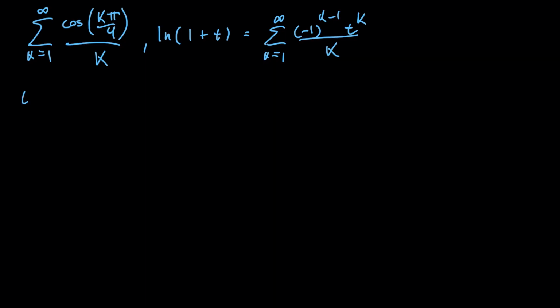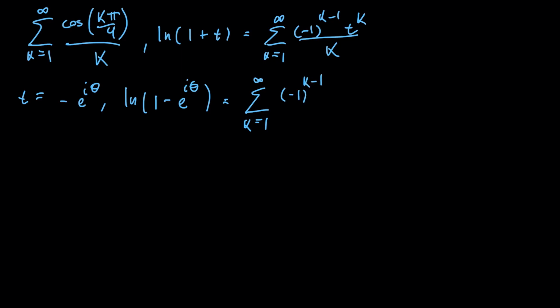And we're going to let t equal negative e to the i theta. So we have the natural log of 1 minus e to the i theta is the sum from 1 to infinity, negative 1 to the k minus 1, negative e to the i theta to the k over k.